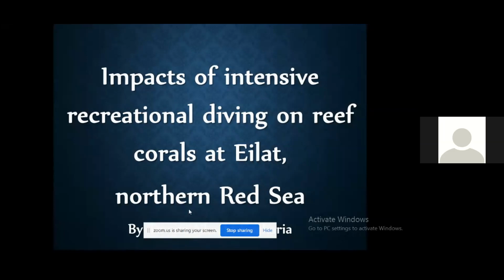So the paper I reviewed is about the impact of intensive recreational diving on coral reefs. The aim of the study was to determine the impact of diving tourism on coral reefs. In order to do this, the study assessed the correlation between coral damage and the pattern of dive frequency, as well as the divers' behavior.